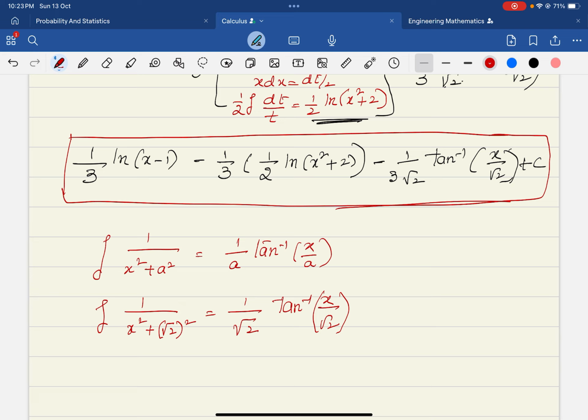In the next class, we are going to do the improper partial fractions. Okay, thank you. Practice the problems. Only with practice can you get a good score in the examination.